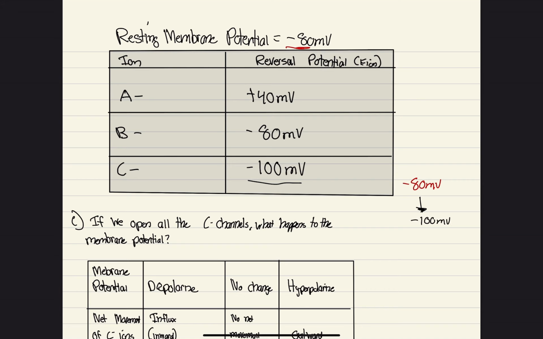If we open all the C channels, make everything 100% permeable, right? So if it's 100% permeable, what's going to happen, right? It's going to go to -100 millivolts. C wants to get to that, right? So basically, think about the tug of war scenario, right? But now ion C is giving all of its power it possibly can to get it to -100 millivolts. So what's going to happen to the membrane potential?